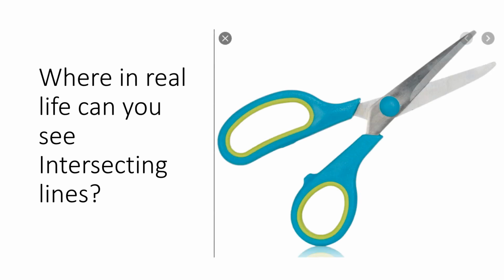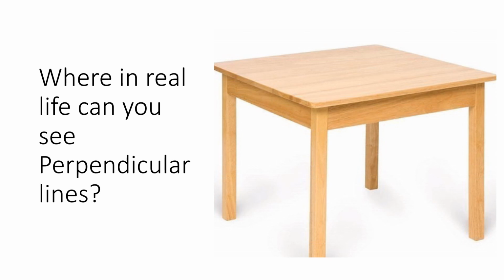Where in real life can you see intersecting lines? Can you find out? There are many, but for example, a pair of scissors. They are made of these two intersecting lines. Where in real life can you see perpendicular lines? Again, you can see perpendicular lines in many places. I have given the example of a table where the angle between the legs and the top of the table is 90 degrees. They are perpendicular to each other.